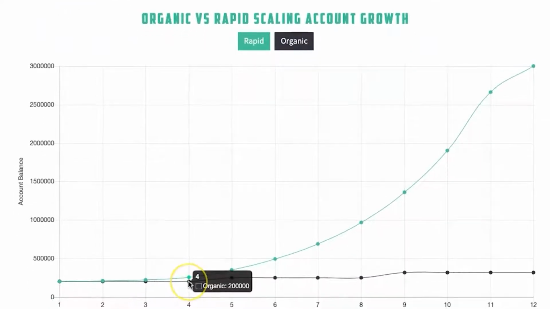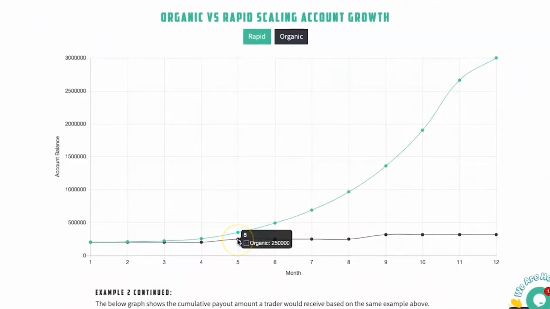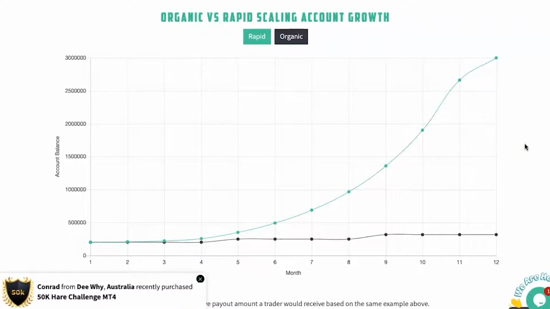You can see the organic plan is at a $200,000 account balance. Once they've hit the 10% target over 4 months, the 5th month they get $25,000 added, and so on. Note the rapid plan is capped at $3 million because that's the maximum account size we allow per trader until they've been trading with us for at least 2 years, and then we can get them funded with additional capital.